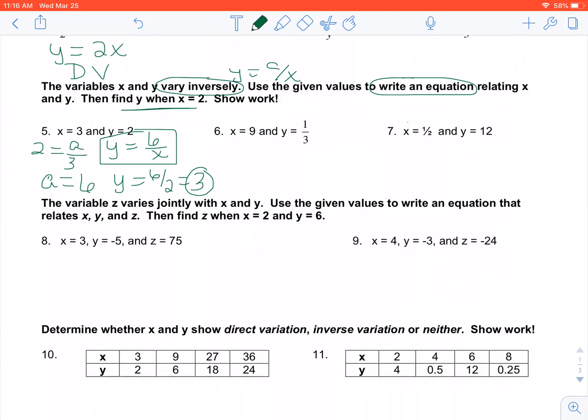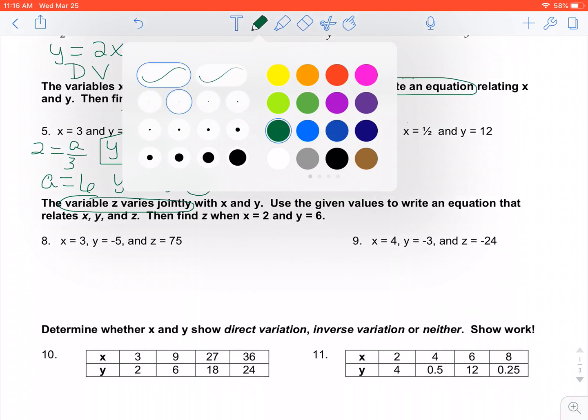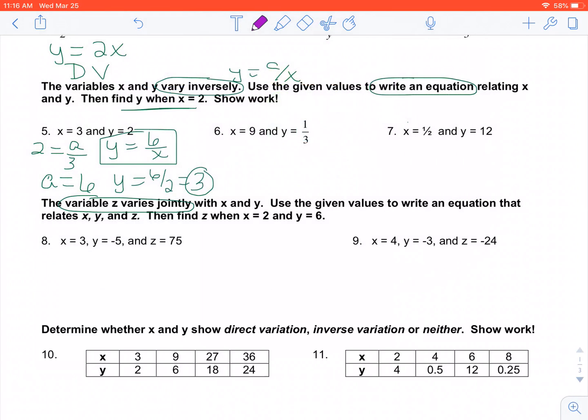8 and 9 want you to decide what's going on with varying jointly. So it says the variable z varies jointly with x and y. So that means our equation is z equals a times x times y. So again, write an equation, make sure you do that part first. So z is 75. We're finding the variation constant a when we're given x as 3 and y as negative 5. My brain is not functioning, apparently, right now.